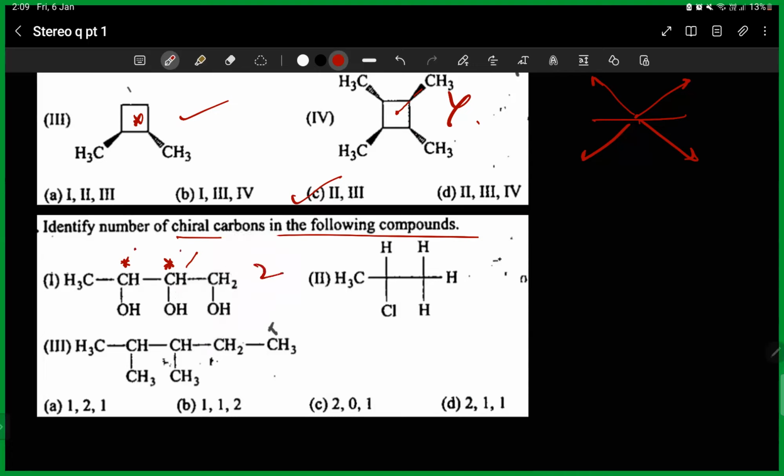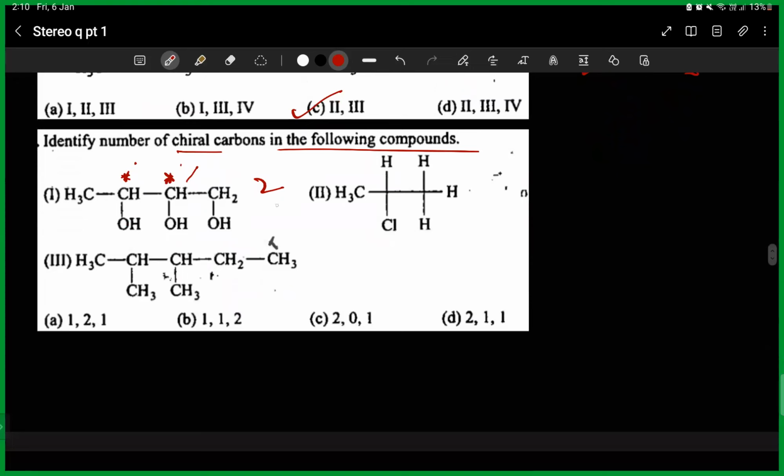And here you have same hydrogens. When you have the same atoms or same groups, it will not be chiral. Right? Now, you have two here. Let's check here. So this is a tricky question. Here you have CH3. Here also you have CH3. So this is not a chiral. Here you have hydrogen same. This is also not a chiral. This is also not chiral. You don't have chiral carbon here. 0. So 2 and 0. Answer will be C. But check here also.